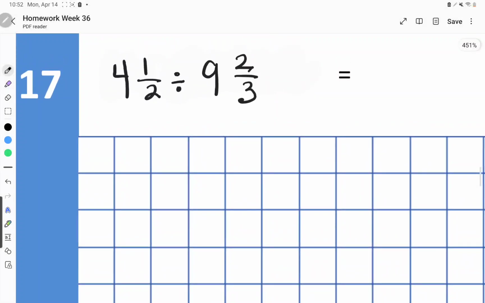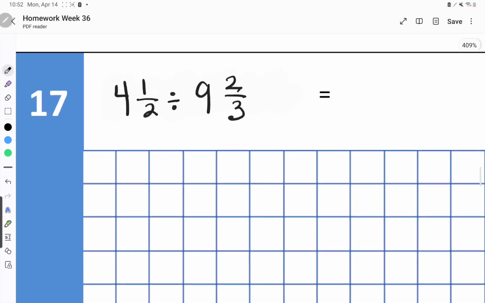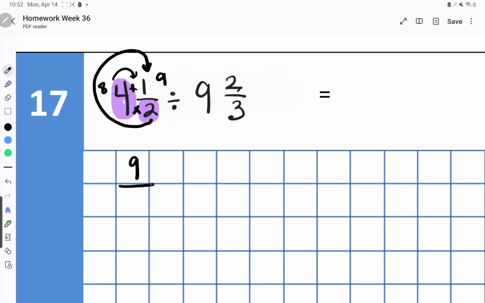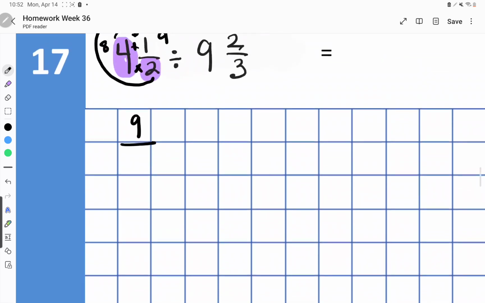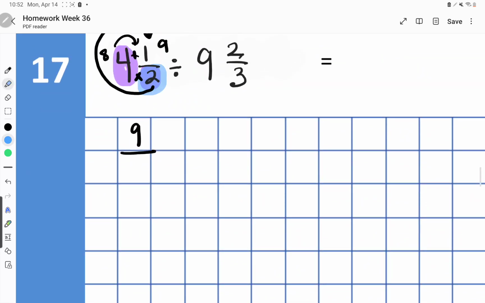If we multiply or divide, we have to make sure that we do the Texas method first. So I go around the world and I land in Texas. I do 2 times 4 first, which gives me 8, and then 8 plus 1, which gives me 9. So I have 9, and then I keep my denominator the same. So my denominator will be that 2 right there.